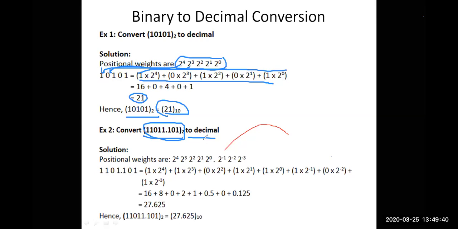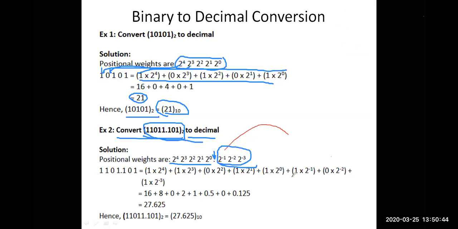So the second example is converting this fractional number format in binary to decimal. The same concept we are implementing here. We have a fractional number here. You can see there is a binary point somewhere here. So we just have to write our positional weights like this: 2^0 onwards on the left side, and 2^-1, 2^-2, 2^-3 on the right side. Because these are the fractional digits, the power is negative, -1 onwards. And on the integer side, all the powers are positive. So 11011.101 can be converted into a decimal format.